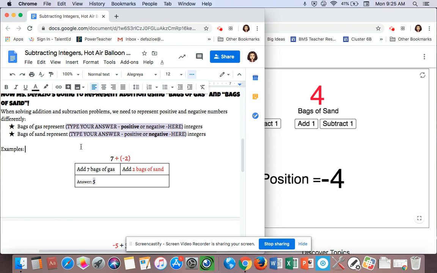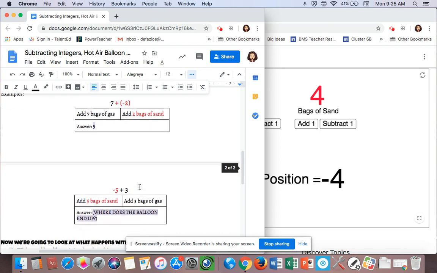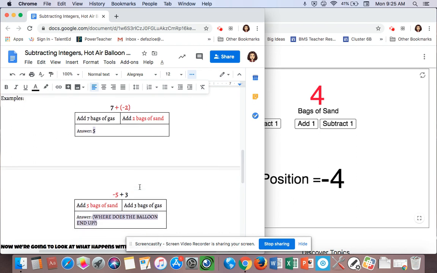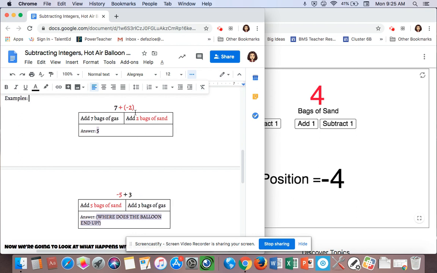And all we're going to be doing with that is either adding bags of gas, adding bags of sand, or taking away bags of sand eventually. Now, for our first example, this one's kind of done out for us, but we're going to follow along still on the application. So 7 plus -2, that's going to be our first problem that we're going to solve. You might know this off the top of your head, which is awesome, but we're still going to show what this is going to look like with the number line and with the hot air balloon.